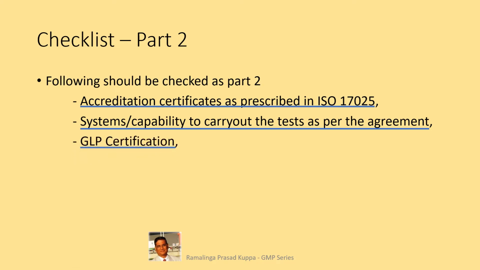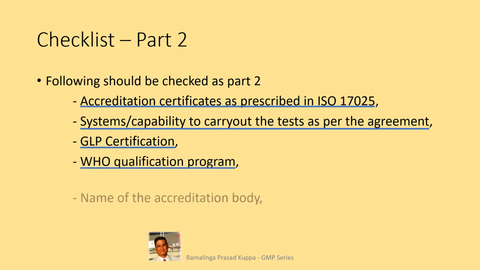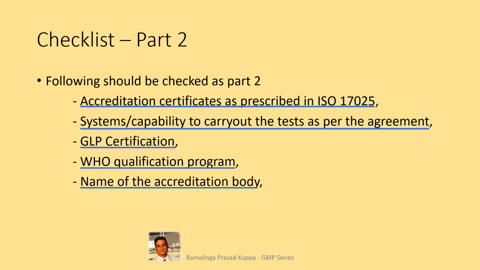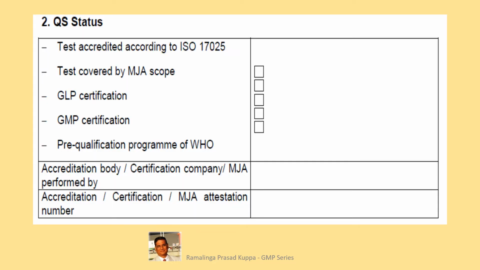GLP certification by any regulatory agency, WHO qualification program, name of the accreditation body, and certificate number with validity date. So, WHO qualification program with name of the agency that qualified the laboratory along with the certificate number should be captured in Part 2 checklist. The above information is captured in this format. MJA means Mutual Joint Audit.